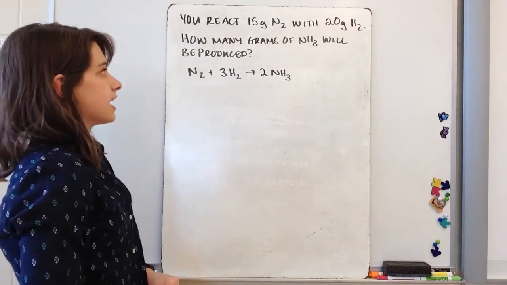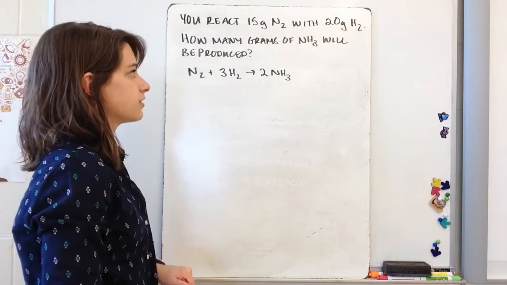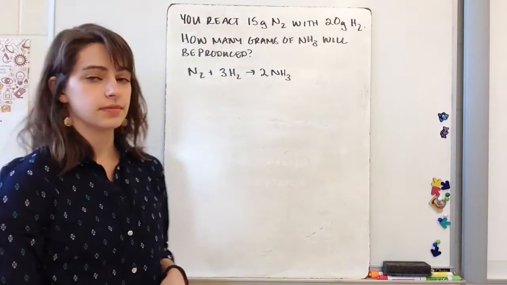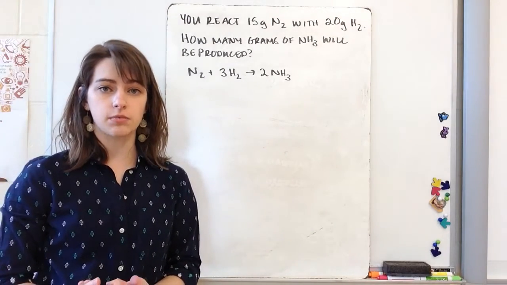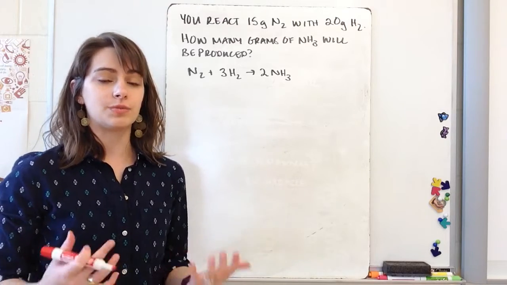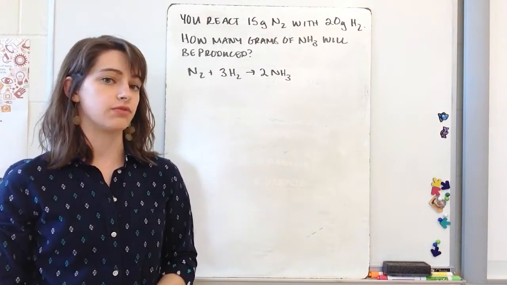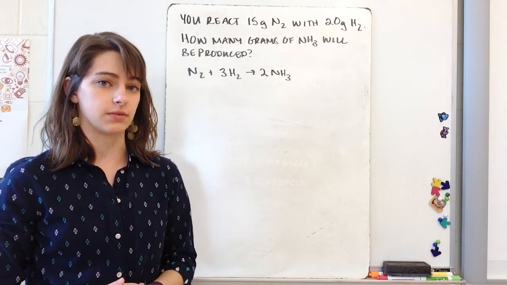So in this problem it says you react 15 grams of N2 with 20 grams of H2. How many grams of NH3 will be produced? Now, you know that this is a limiting reactant problem because you don't have a reactant in excess. I give you specific amounts for each of your reactants, which means you have to figure out which is going to run out first. So we have to do that limiting reactant part.